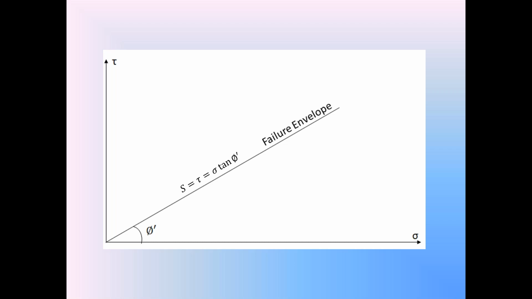If the stress in the cohesionless soil below the structure is below this failure envelope, then that soil is safe. If the stresses in the cohesionless soil lie on the failure envelope, then that soil is in the failure condition. So this is called the failure envelope of the cohesionless soil according to the Mohr-Coulomb equation.